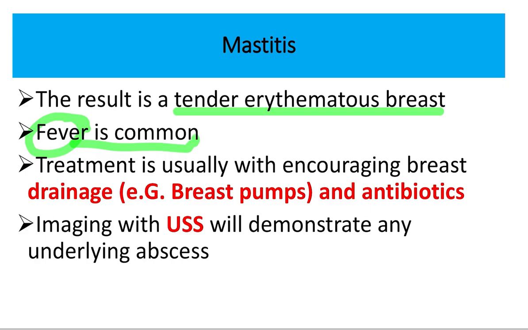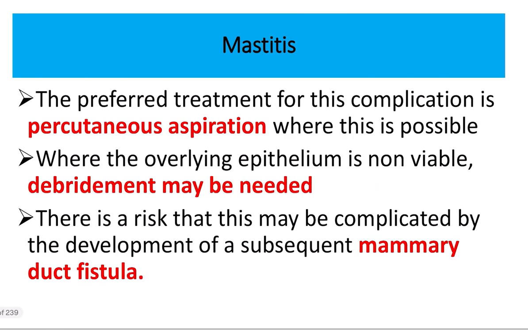And what is the treatment? It increases the drainage of the breast by breast pump, plus antibiotics, and the help of an imaging technique, usually ultrasonography, is enough for diagnosis of the underlying pathology. Percutaneous aspiration is required when there is abscess formation. When there is no abscess formation, in this condition, the sucking of the breast and the pumping of milk from the breast is enough with antibiotic coverage, and sometimes there is a requirement of debridement.